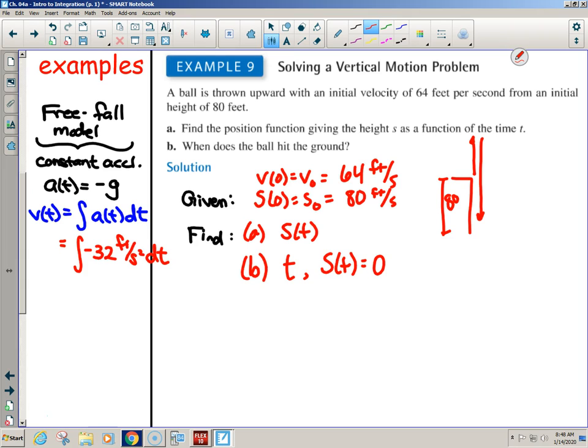Now, I put the units in just for us to see them. We can kind of think of it as dimensional analysis, including the units in the math that we're doing. But really, it's just the integral of negative 32. And that's just defined what gravity is in feet per second.